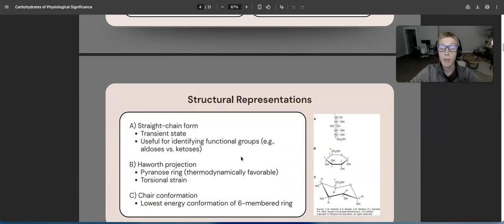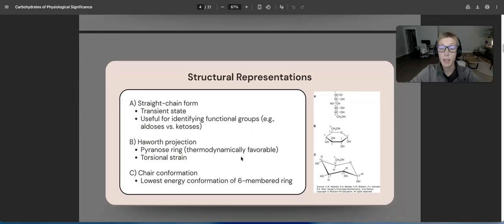There are 3 main representations for monosaccharides. The first is the straight chain form, which is the most unstable and is why we often call it a transient state. However, it can be useful for identifying functional groups as well as viewing isomeric relationships between monosaccharides. For example, here in this straight chain form of glucose, we can see that it is an aldose isomer because it has an aldehyde functional group located on carbon number 1.